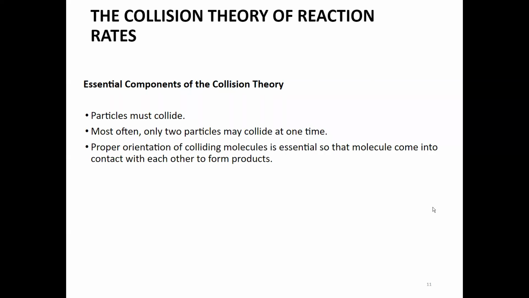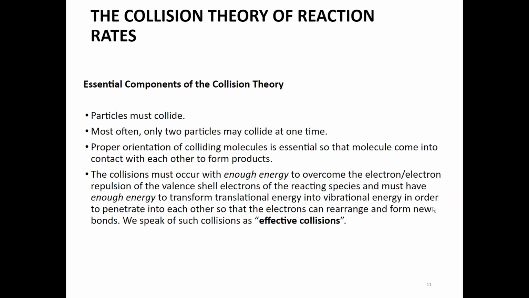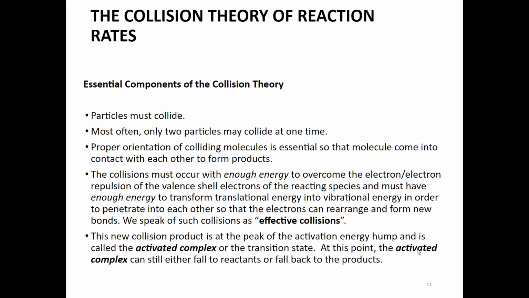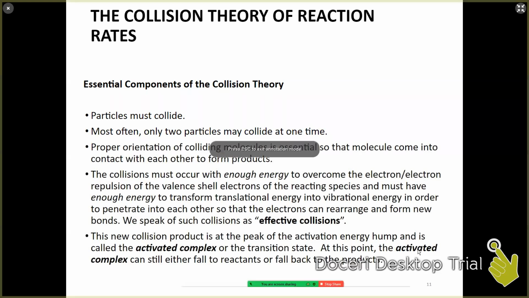All right, so these are all the things that we have to have for a reaction to be successful, or what's called an effective reaction. So the particles must collide. That makes sense. Usually only two particles collide. They have to be in proper orientation. Just because some particles hit each other, if they're not properly oriented, where the electrons can have less electron repulsion, they're not actually going to react.